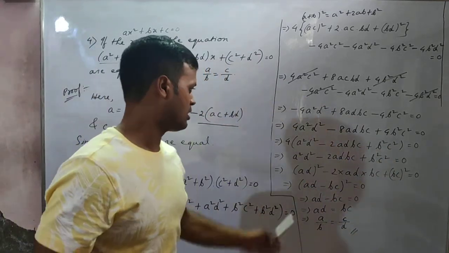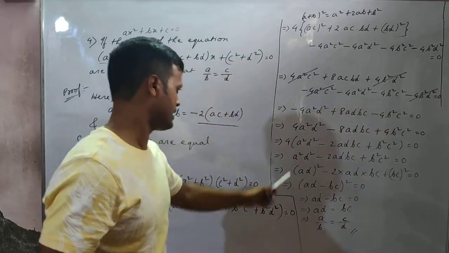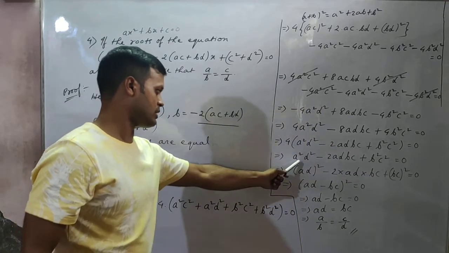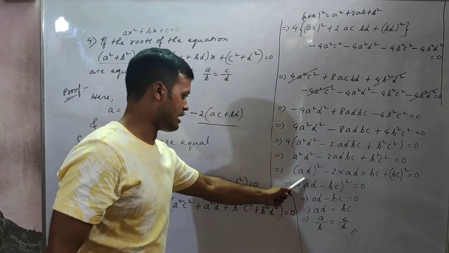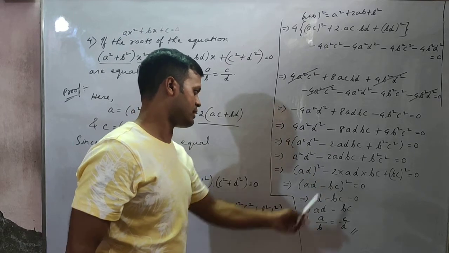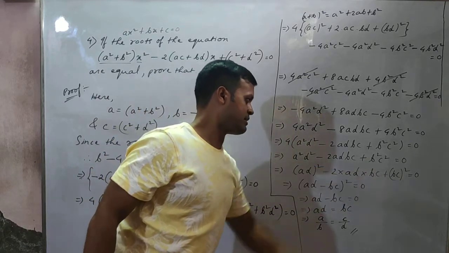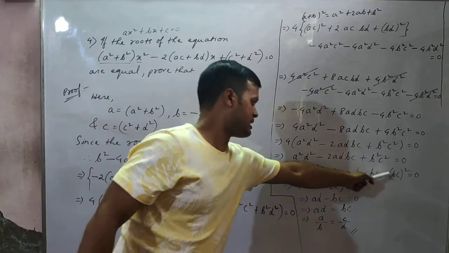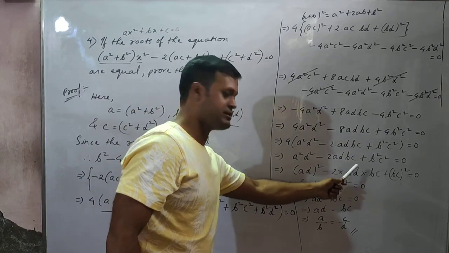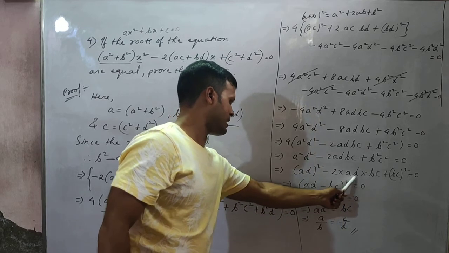Then both sides of the equation I am dividing by 4. Then I will get A square D square minus 2 ADBC plus B square C square. Then this one, in place of A square D square I will write AD whole square, isn't it? In place of A square D square I will write AD whole square, and in place of B square C square I will write BC whole square. And in the middle you see minus 2 ADBC is there, no? I can easily write 2 into AD into BC.